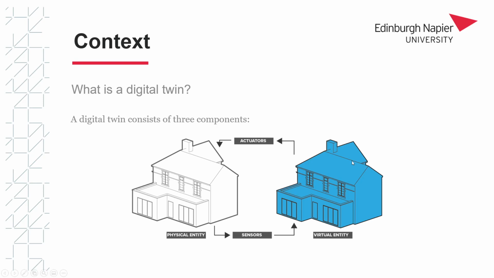On the right hand side we have the second component, which is the virtual entity. You can think of this as a 3D model or any kind of digital representation of the physical. And then the last component are these links between, as shown in the infographic, by sensors and actuators or switches. So with these 3 elements, we have a digital twin, and this allows us to do some interesting things which will be shown later in this presentation.